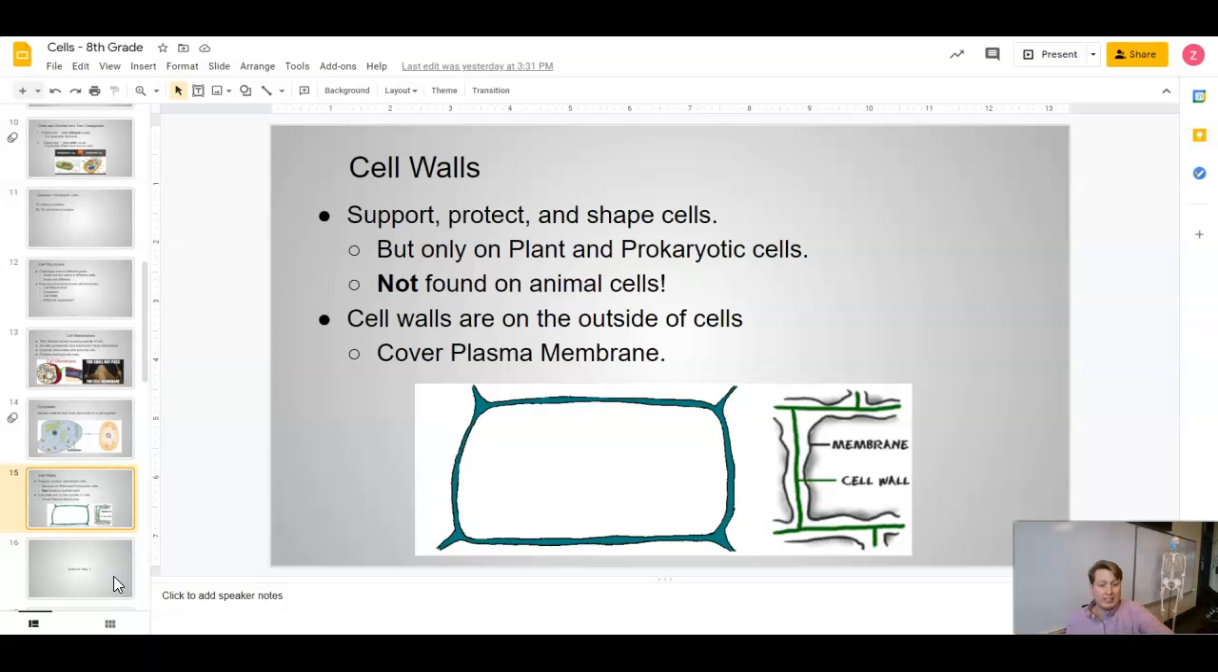But with plants and prokaryotic cells, the cell wall surrounds the outside of the membrane, and usually you'll be able to observe that they have a pretty rigid square or rectangular shape.